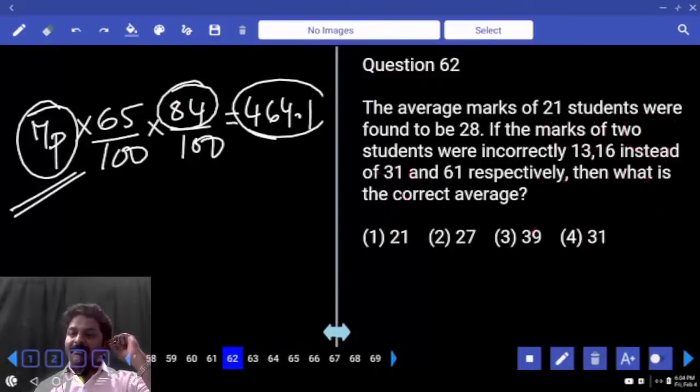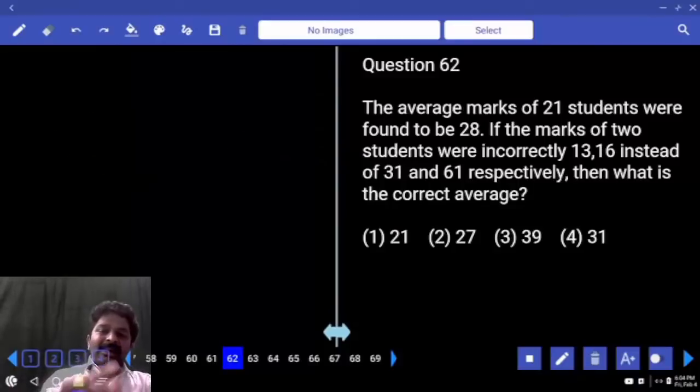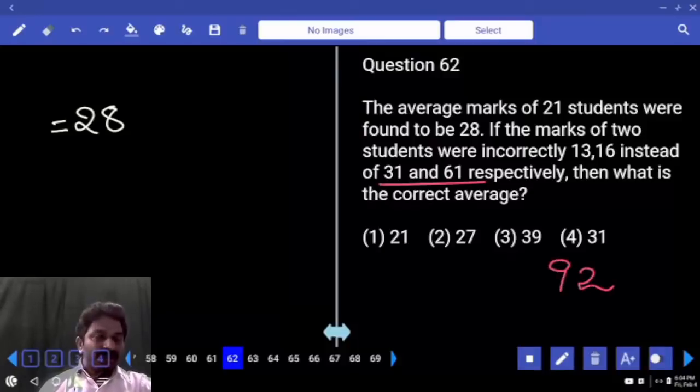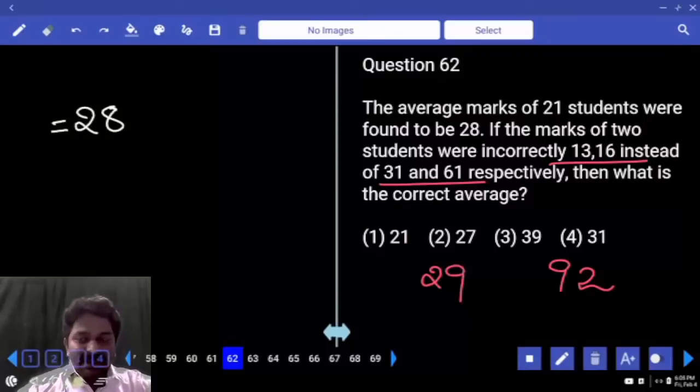Next, the average marks of 21 students were found to be 28. If the marks of 2 students were incorrectly 13 and 16 instead of 31 and 61 respectively, then what is the correct average? Correct average in the sense, to the given average 28, we need to make changes. That means if it is required, you have to add or subtract. What are original marks? 31 and 61 are original marks. That means you are supposed to consider 92, but they were wrongly taken as 13 and 16, which is 29.